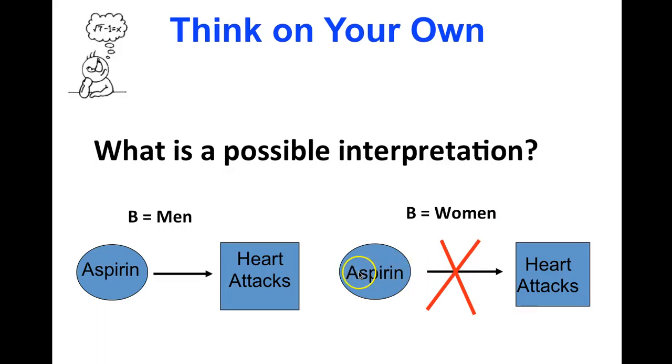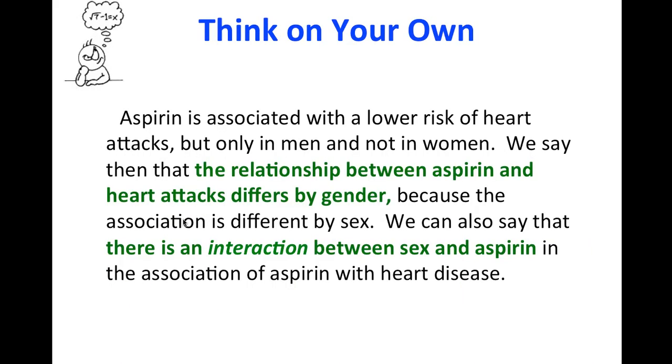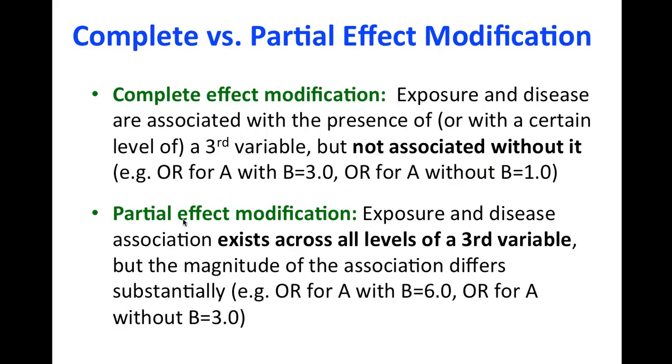Say, for example, that I looked at aspirin and heart attacks, and the odds ratio would be 1. There would be no association, right? Because 1 means no association. But if it's here, this would be an association if men were present. So that's what I mean by that.